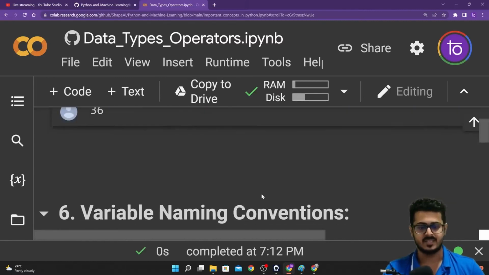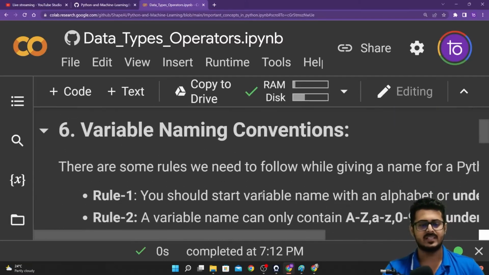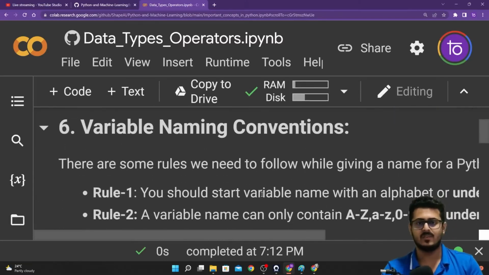Amazing, guys. So this is called the multiple assignment operator. The next thing that we need to know about: right now we have learned about variables and the multiple assignment operator, but there are some rules that come into place when you are naming a variable. These rules are something that you should familiarize yourself with.